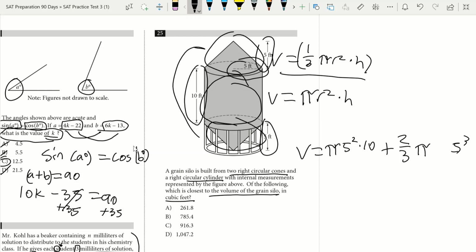All right, so I got my calculator out. Now I can go ahead and plug in. I know 5 squared is 25. 25 times 10 times pi. And then I take that and add it to 2/3 times pi times 5 cubed, which is 125. That's going to give me my answer of about 1,000. So V is going to equal 1,047.2. So that's going to be answer choice D.